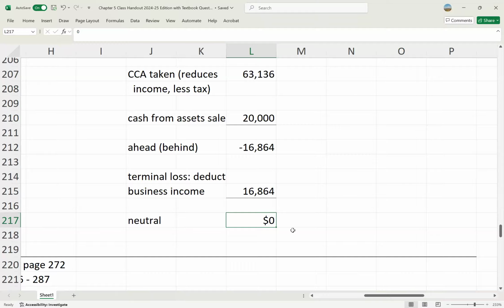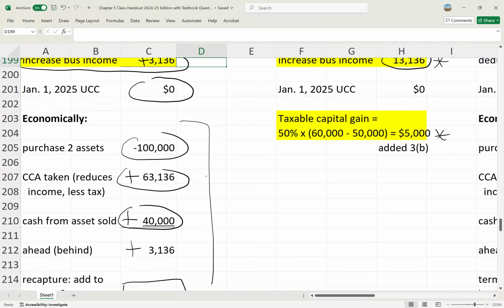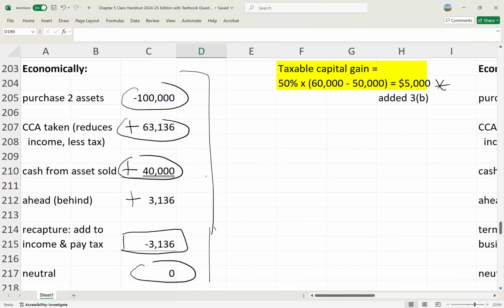And the reason I'm showing you this economic analysis is that if you're working as an accountant in public practice for an accounting firm, you're going to be doing all these calculations for your clients. They're going to see this recapture amount that they have to add to income, and they're going to be really upset. Why do I have to add this recapture to income? I don't understand. But if you explain it to them economically, then they still won't be happy about adding this amount to income, but at least they'll understand why they have to.